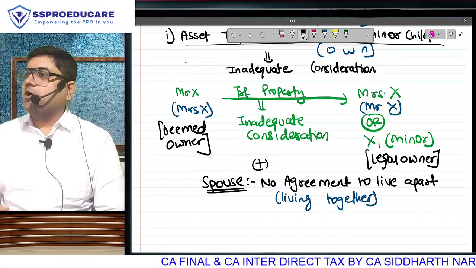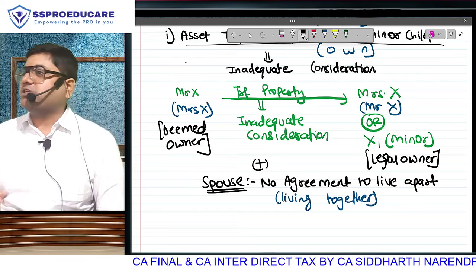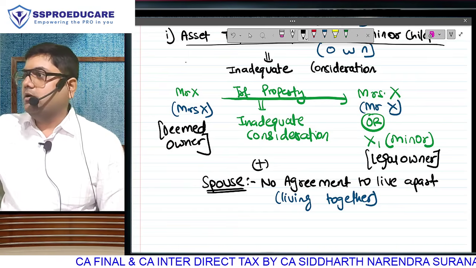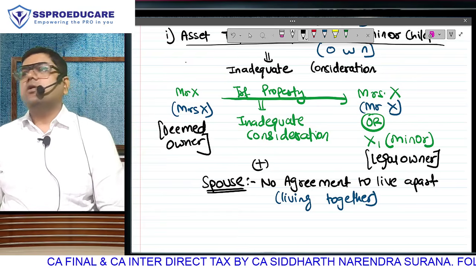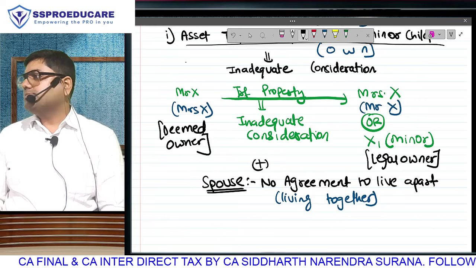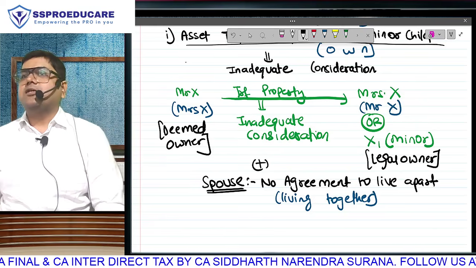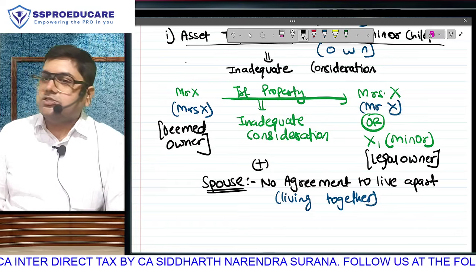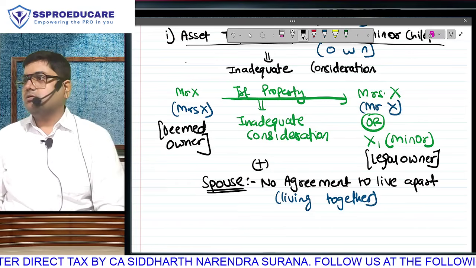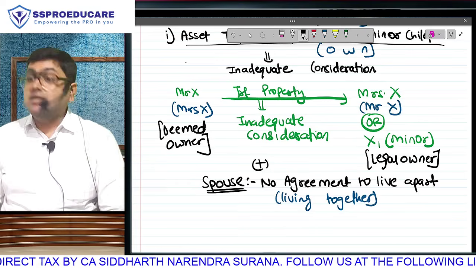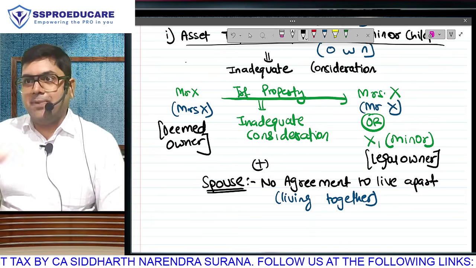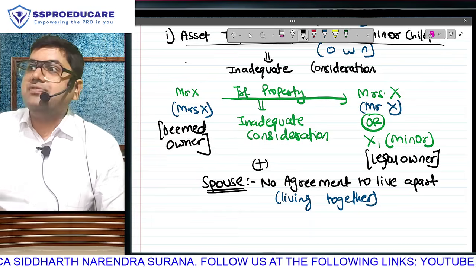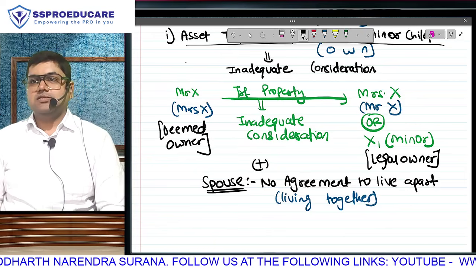If you have given your property to your spouse under a separation arrangement, it is not done for tax evasion. It is only done for peace of mind. And consequently, the deemed owner concept is not going to be applicable. So in case of minor child, only one condition: inadequate consideration. But in case of transferee being spouse, two conditions: inadequate consideration and living together. No agreement to live apart is the legal term; in simple language, living together. So the rent is coming in the same house, and therefore the transferor will be considered as the owner.